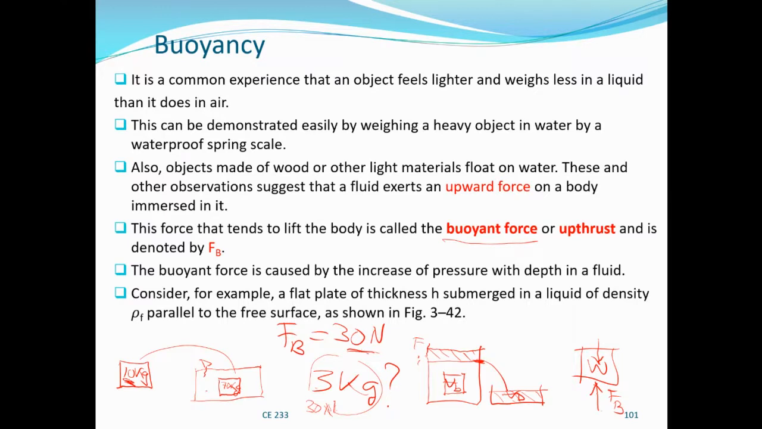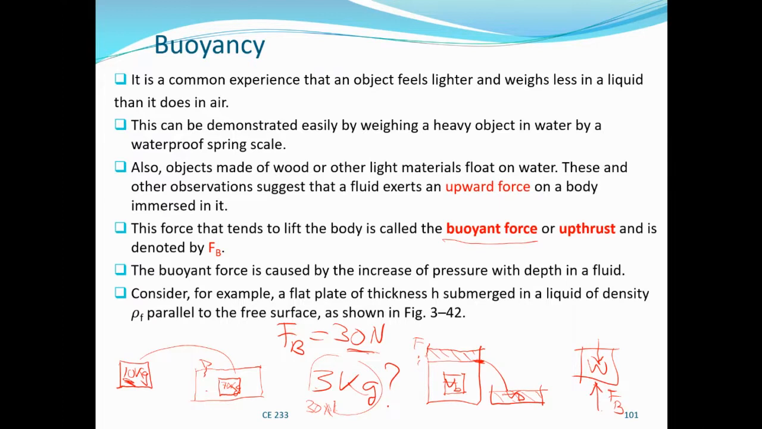So the upthrust is what is giving support, taking care of the deficit or the difference in the original weight of the body when it is weighed in air. We are going to explain later because air is also a fluid. It's a fluid, so we should experience some upthrust, some buoyant force in air.